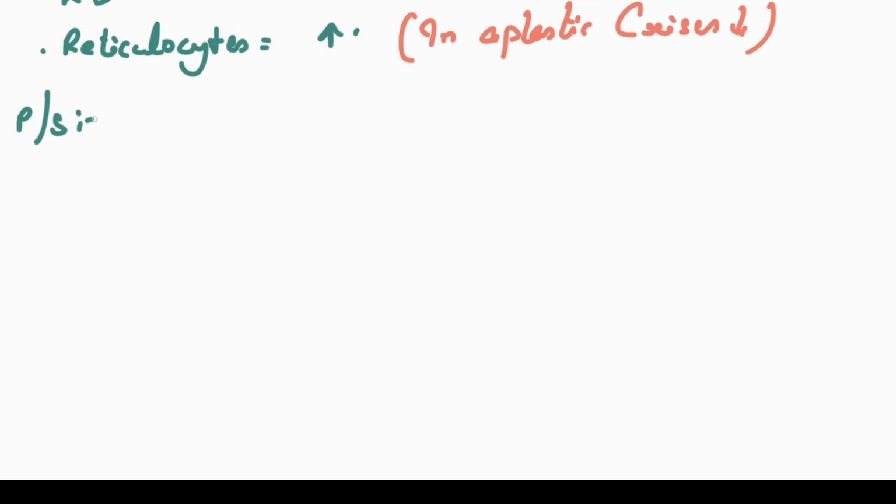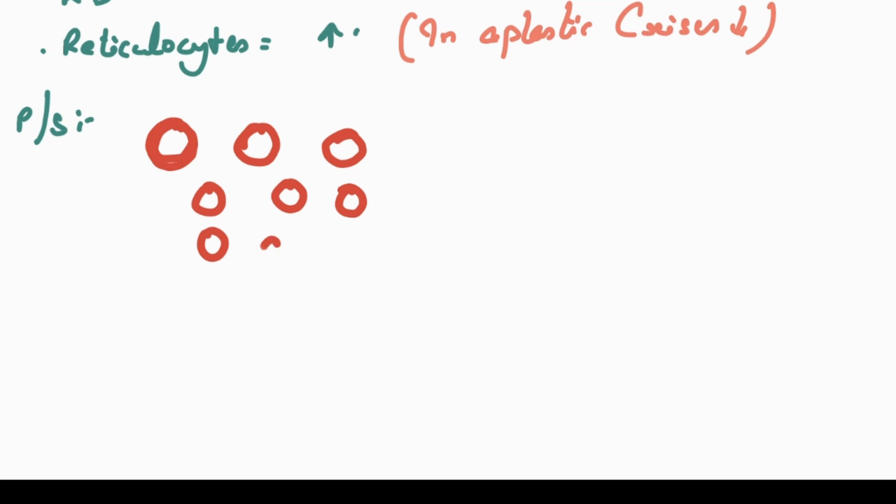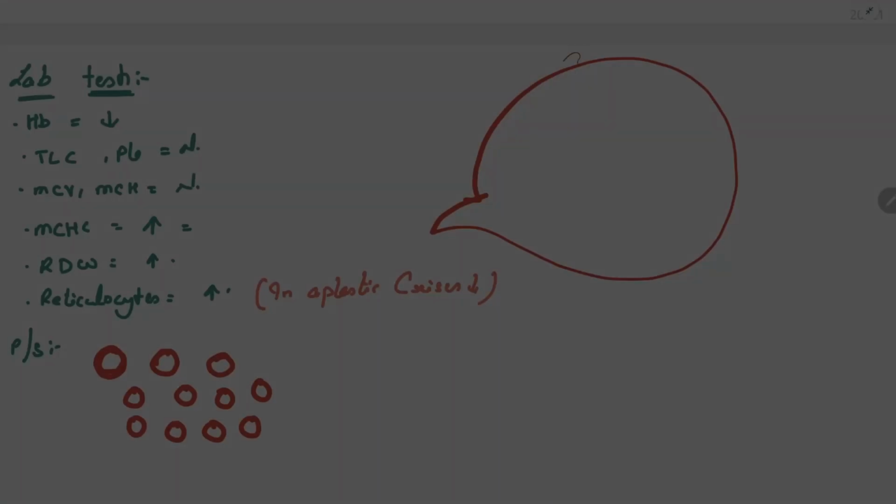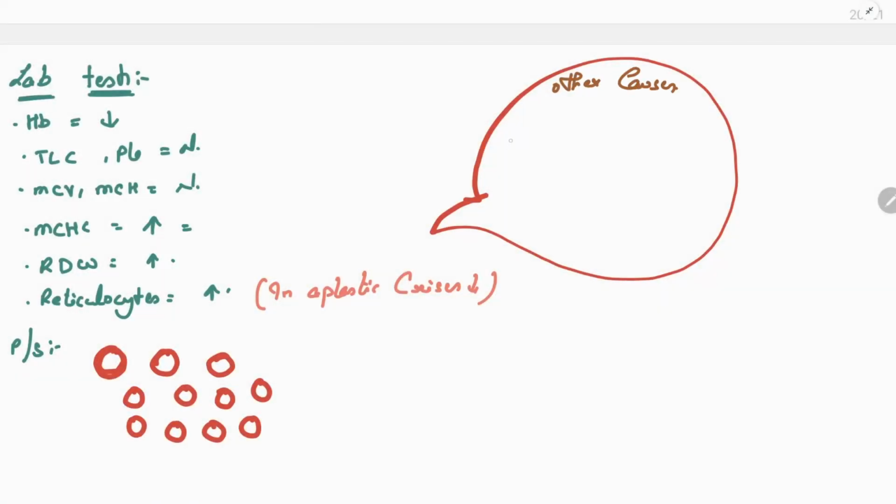Peripheral smear. So in peripheral smear you can observe spherical shape RBC. So these are the things that you can observe in your peripheral smears. And there are other causes for this hereditary spherocytosis. So these other causes may be autoimmune hemolytic anemias, or maybe due to any burns or blood transfusions. So these are the other reasons to get hereditary spherocytosis.